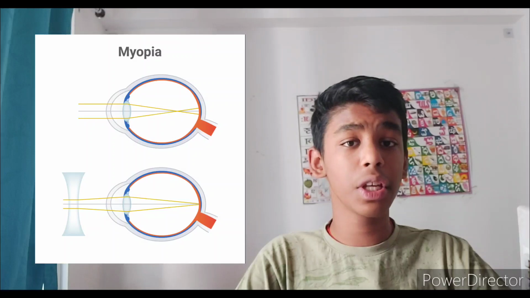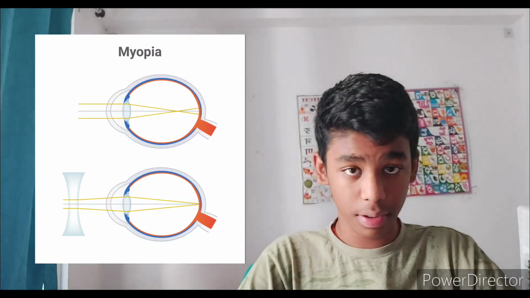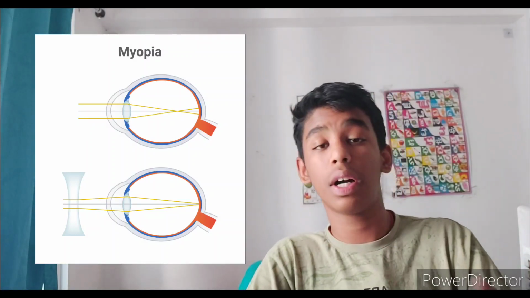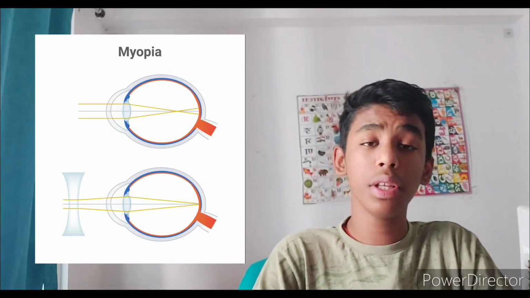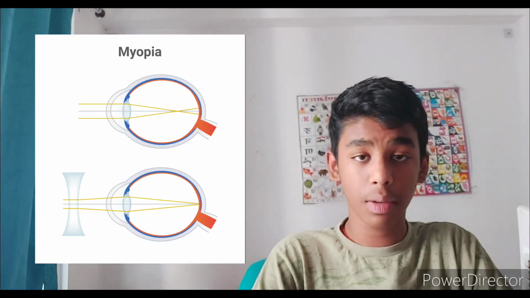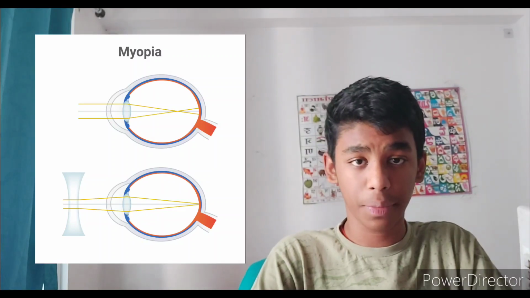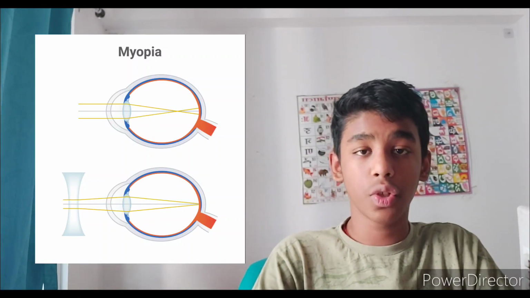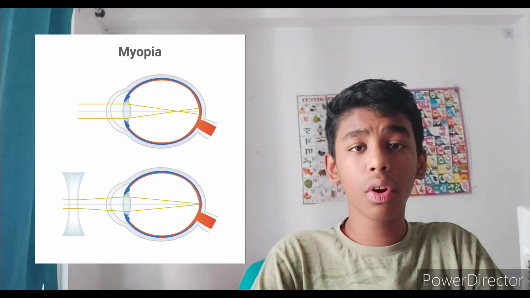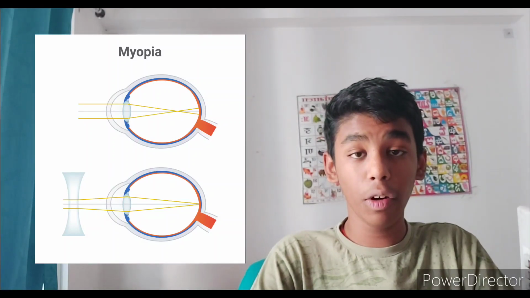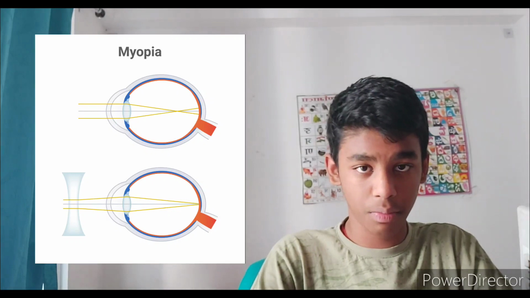As the power is more, the rays which come to our crystalline lens bend more, and they coincide at a point before the retina. So this is the point where all the rays come. The main cause for this is that the power of the lens is too much.